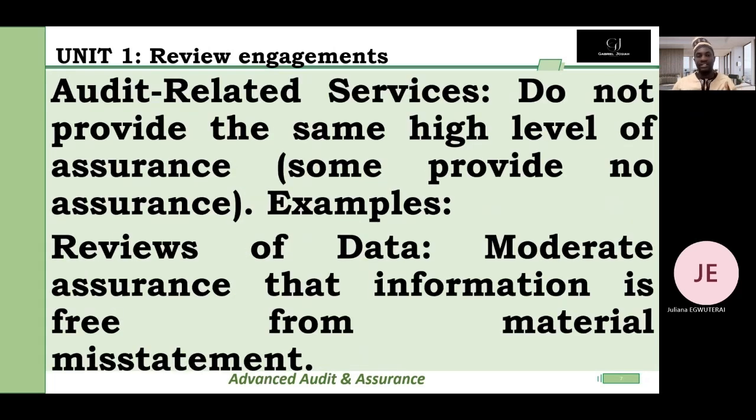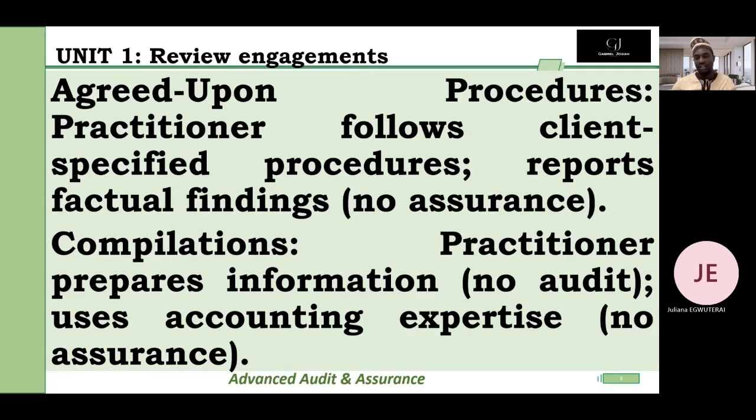Then audit-related services now capture issues of review. They are audit-related, but they are not directly audit services. So these do not provide the same high level of assurance as audit does. Some do. For example, review of data provides moderate assurance that information is free from material misstatements, but they are not direct audit services. They are audit-related services. Like audit has high level of assurance, but review of data provides moderate level of assurance.